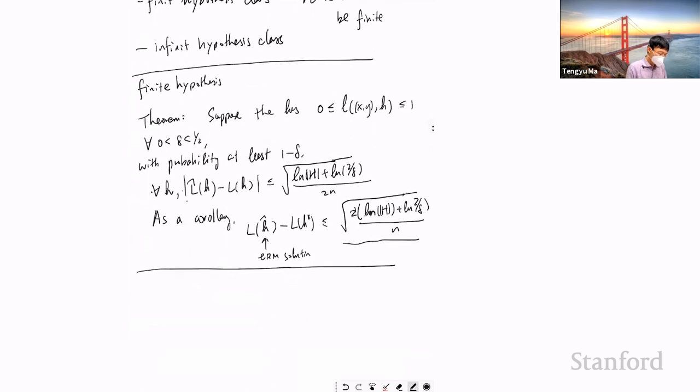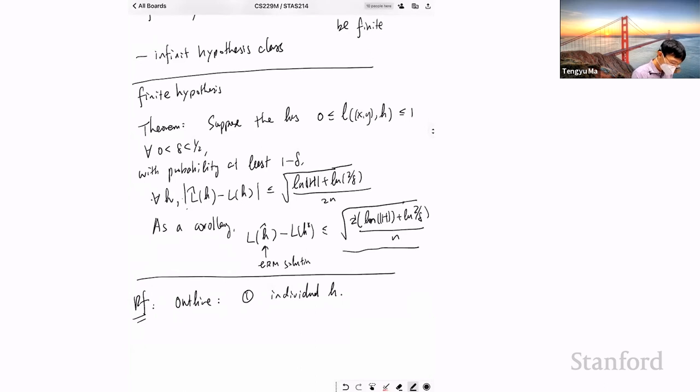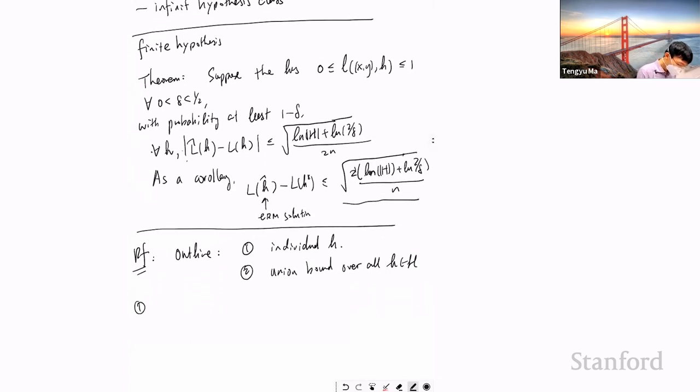Okay, so now let's try to prove the theorem. The outline of the proof is that first you do individual h. You prove this for individual h, the simple version, basically like we discussed the last time. And second, we take a union bound over all h. Okay, so let's do the first step.